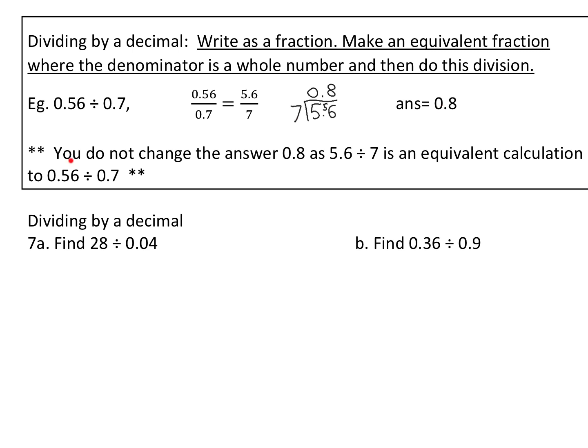Really, really important, you do not change the answer. Okay? You do not change the answer. 0.8 is the answer. 5.6 divided by 7 is an equivalent calculation to 0.56 divided by 0.7. They both give you the answer 0.8. There's no need to change your answer. It's not the same as multiplying decimals. Okay?